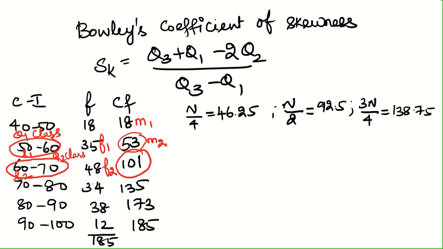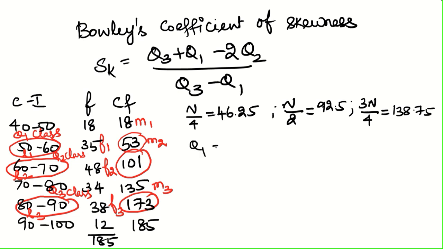For the third quartile, find in the cumulative frequency column a value which is just greater than 138.75. So the value will be 173. So the corresponding class interval will be the Q3 class. And the lower limit we take as L3, the corresponding frequency as F3, and the just preceding cumulative frequency we take as M3. Now based on this let us go for calculating the Q1, Q2 and Q3 values and later on substitute in the Sk formula.